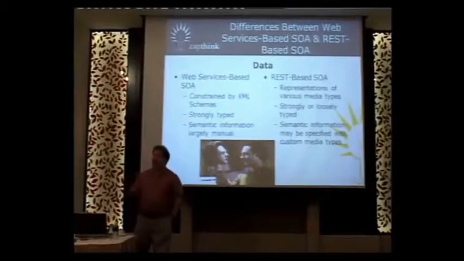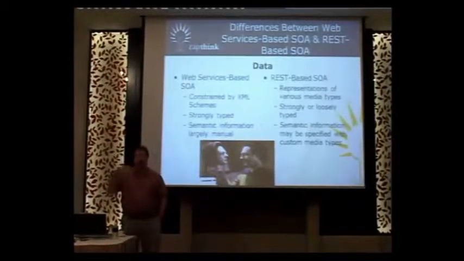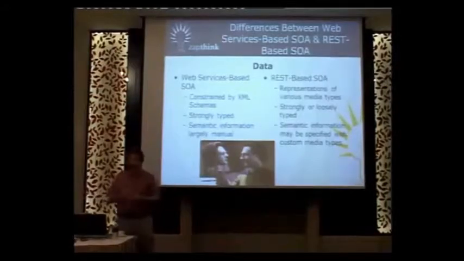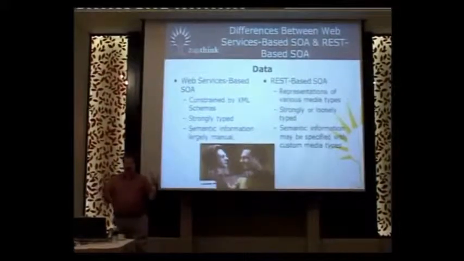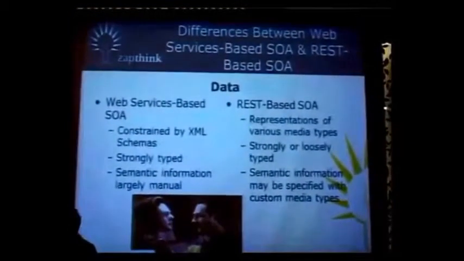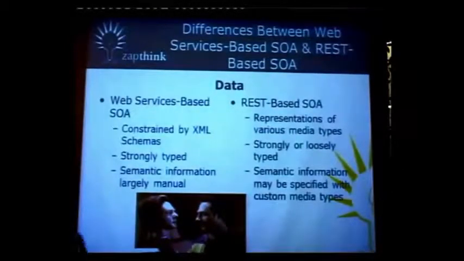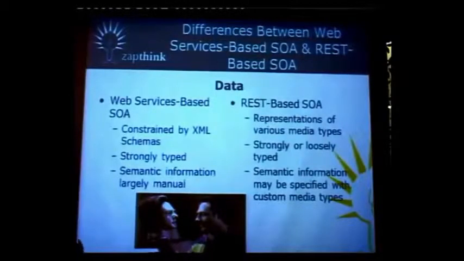What's the difference in how we deal with data in the web services versus REST-based approach? Well, in the web services world, if we're using document-style web services, data are constrained by the XML schemas, so they're strongly typed. Semantic information is largely manual. We can try including RDF in our web services, but that's a huge mess if you ever tried to include semantic information in web service interactions. So it's typically done manually. We have XML schemas that provide syntactic information, but semantics is largely not part of the web services story.